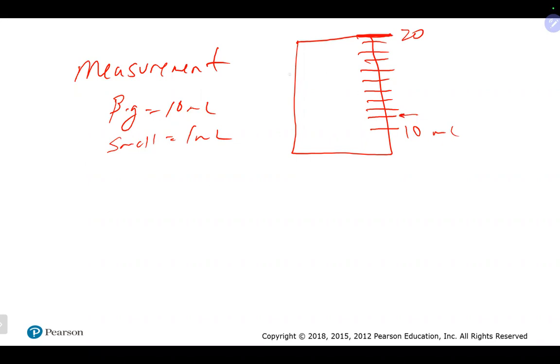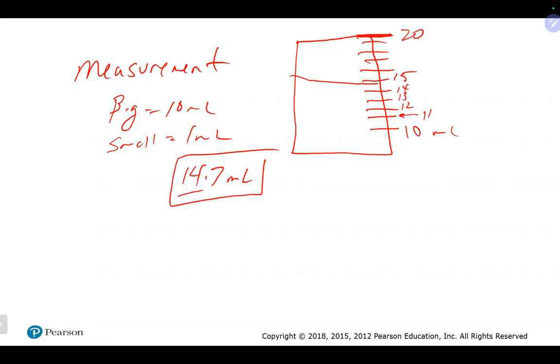So, if we had something in this area, that would be 11, that would be 12, that would be 13, that would be 14, that would be 15. So perhaps you record something like 14.7 milliliters. Again, we always want to record all those certain numbers. We also want to record where the uncertainty comes in this measurement, which is that first, again, sometimes referred to as the estimated digit or first uncertain digit.